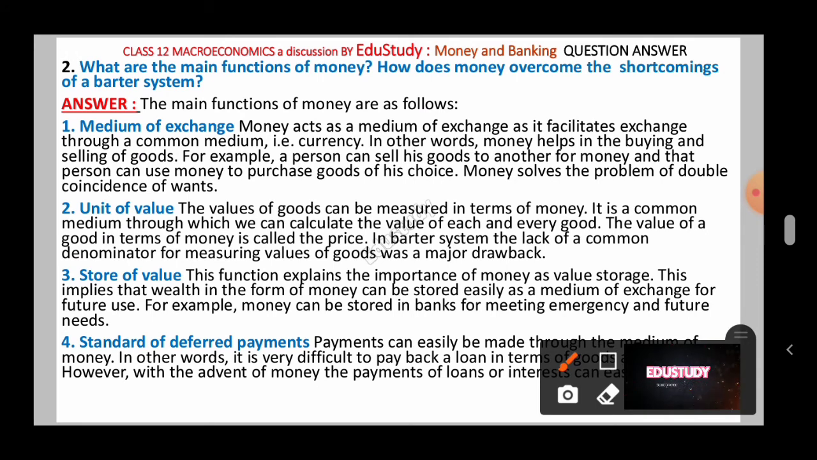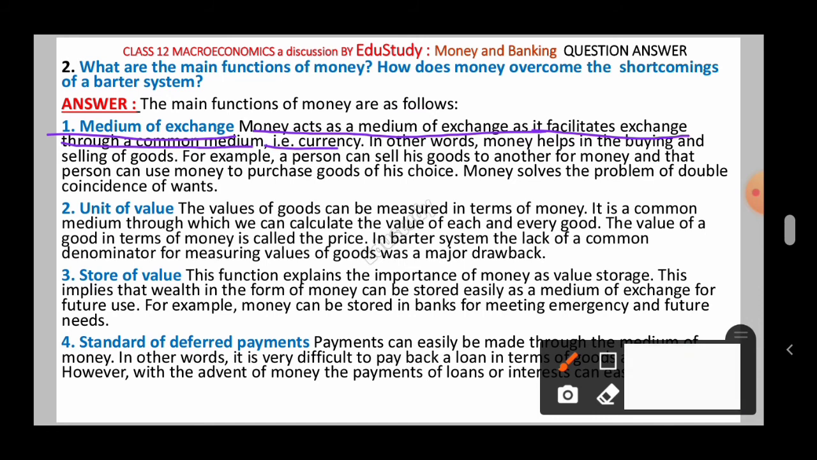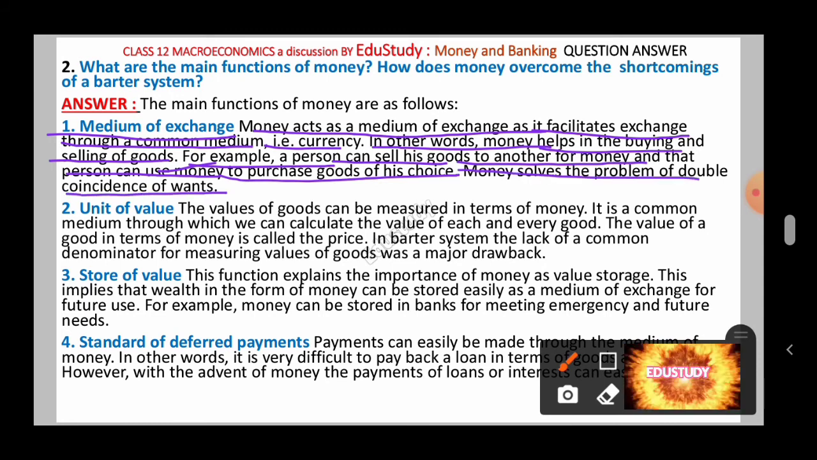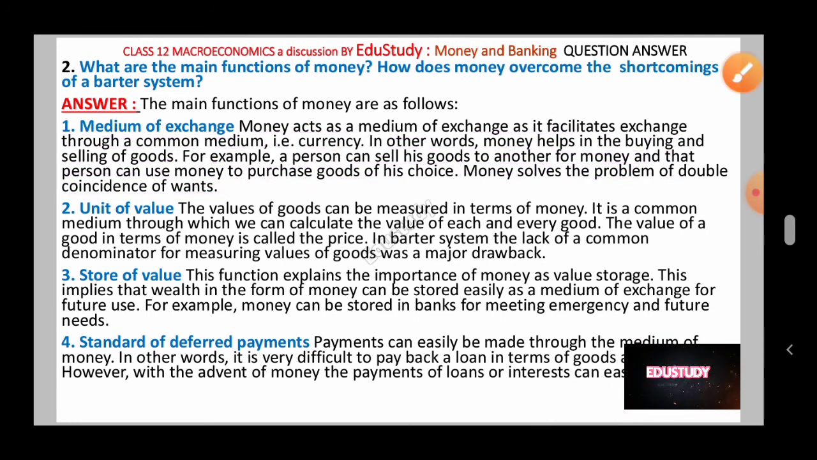So let's explain this. Medium of exchange. Money acts as a medium of exchange as it facilitates exchange through a common medium, that is currency. In other words, money helps in buying and selling goods. For example, a person can sell his goods to another for money, and that person can use money to purchase goods of his choice. So money solves the problem of double coincidence of wants. So this is very important function of money, that is money acts as the medium of exchange.